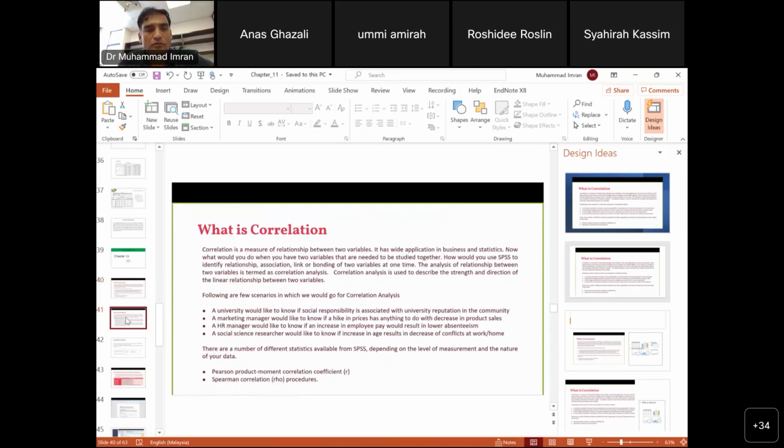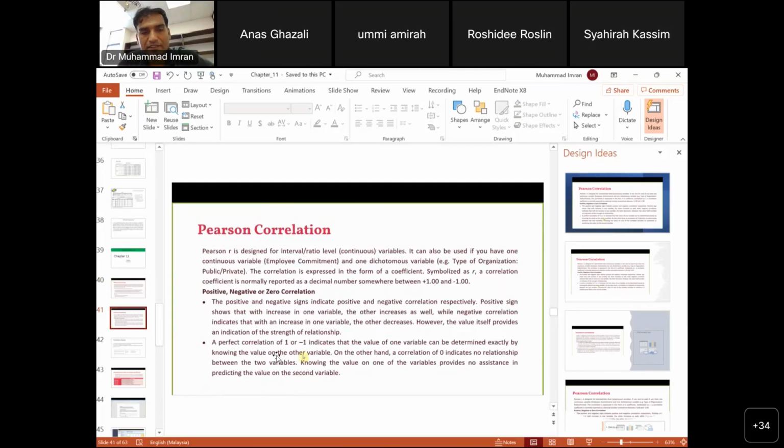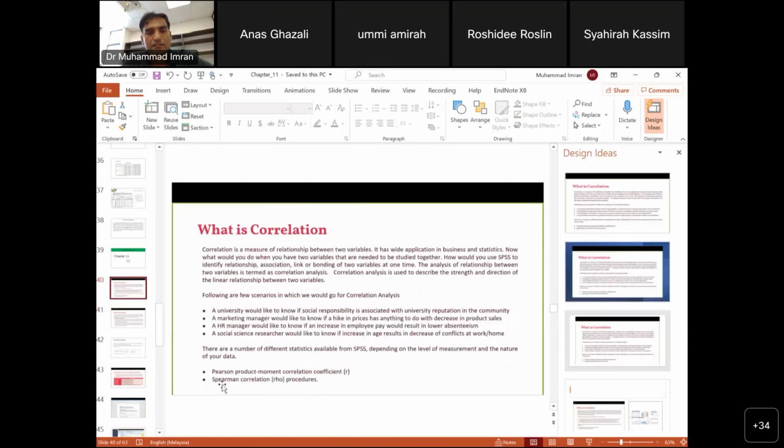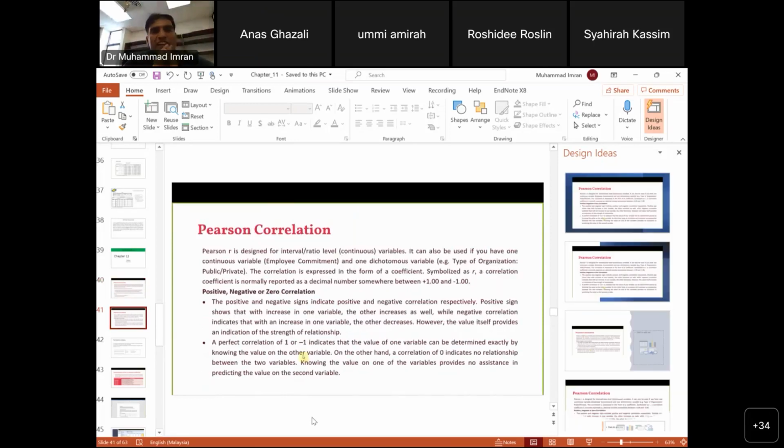Pearson correlations. Now we are going to discuss this one. Pearson, not Spearman, Pearson. Pearson correlation is designed for interval or ratio level continuous variables. It can also be used if you have one continuous variable and one dichotomous variable. Yes, you can use it, but both variables should not be dichotomous, ordinal, or nominal. They should not be ordinal or nominal for Pearson correlations.